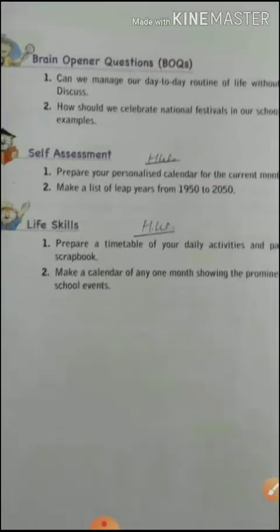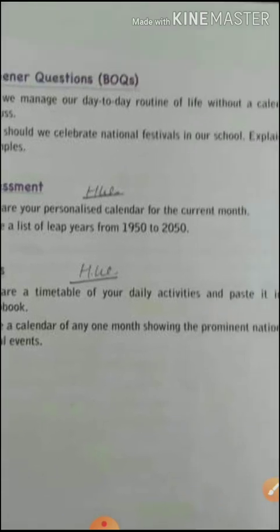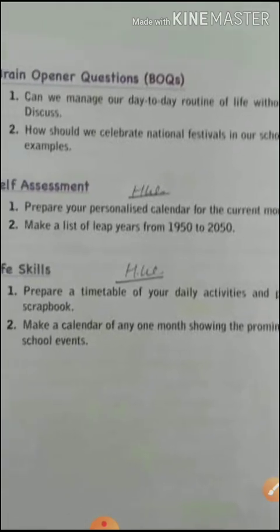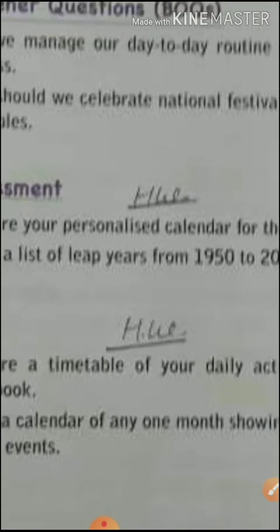Students, now see, next is self-assessment. Prepare your personalized calendar for the current month. And next, make a list of leap years from 1950 to 2050. This is your homework. This you have to do yourself.